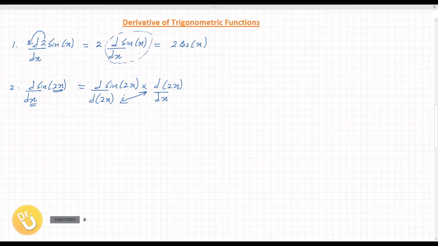If you want to learn about the chain rule and all other properties, you can watch my other video regarding the chain rule. Once you have that, you can see d/d(2x) of sin 2x would be cos 2x. And from this other part, d(2x)/dx, it is nothing but just 2. That is very simple, so that would be the answer to that question.